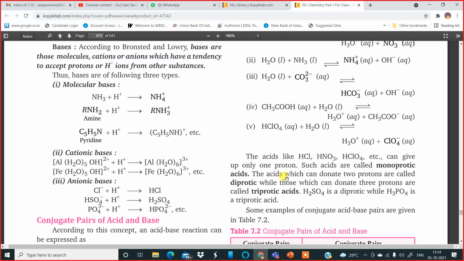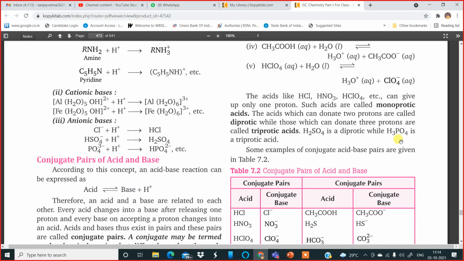Otherwise, if the acids can donate two protons, what will they be called? They will be called diprotic. While those which can donate three protons are called triprotic acids. An example of a diprotic acid is sulfuric acid, and of a triprotic acid, phosphoric acid.